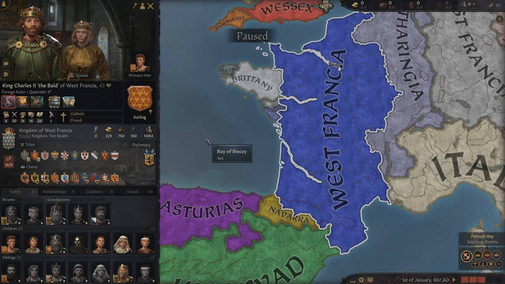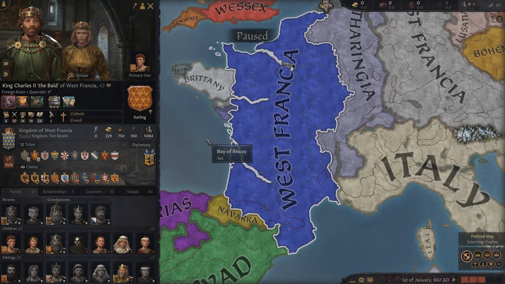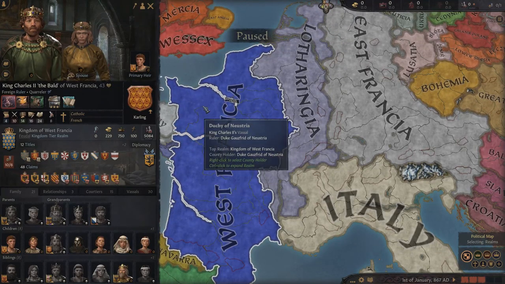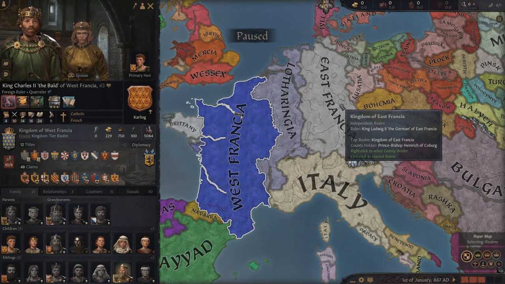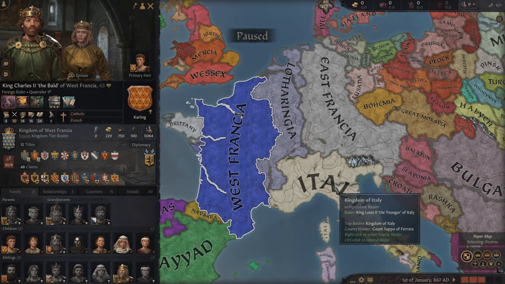He entered civil war with his brothers in 840, and that is a kind of major theme for this generation of Karlings. Not so much for the generation to follow. It ended with the Treaty of Verdun in 843, and it gave us the true parceling of Louis the Pious's realm, as we see on this map here. The Karling holdings of West Francia, Lotharingia, East Francia, and Italy.